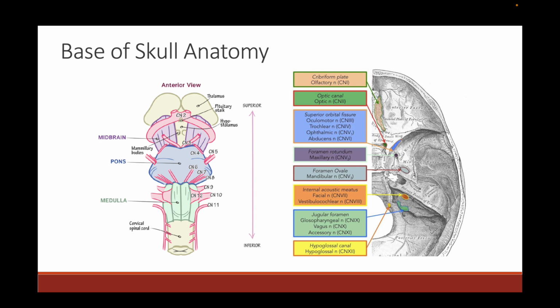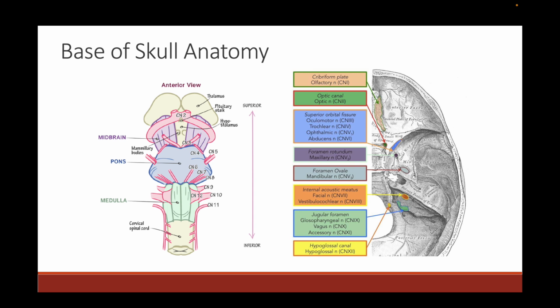As we move more posteriorly into the posterior fossa, we have the internal acoustic meatus that carries the facial nerve, which is cranial nerve 7, and the vestibulocochlear nerve, which is cranial nerve 8. The jugular foramen has the glossopharyngeal nerve, which is cranial nerve 9, vagus nerve, cranial nerve 10, and accessory nerve, which is cranial nerve 11. And then finally, the hypoglossal canal carries cranial nerve 12, or the hypoglossal nerve.